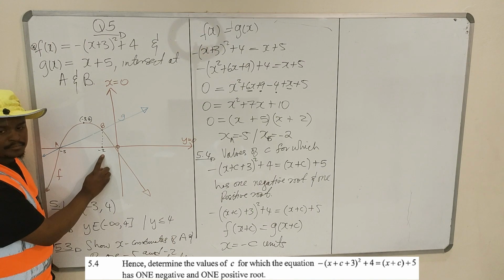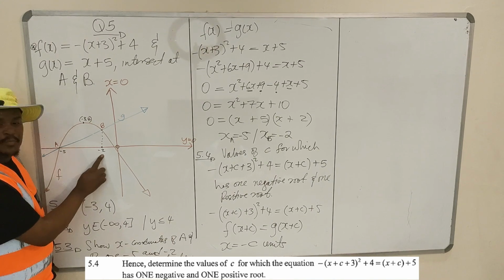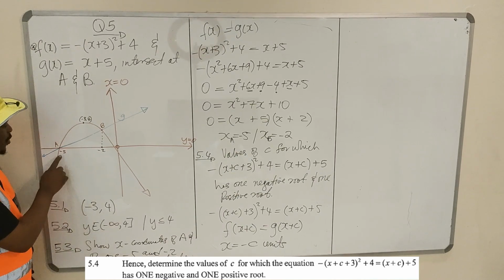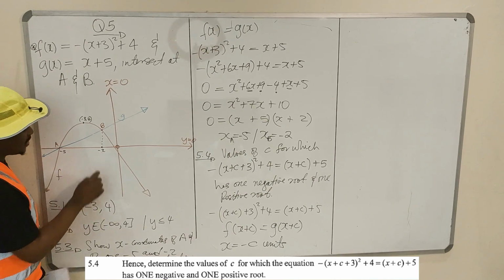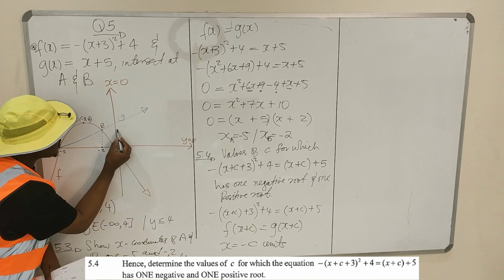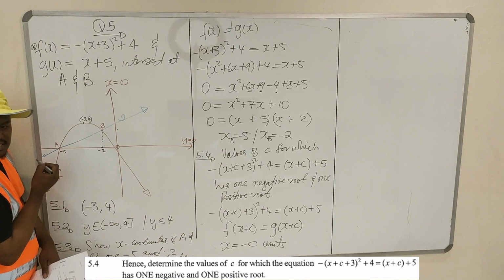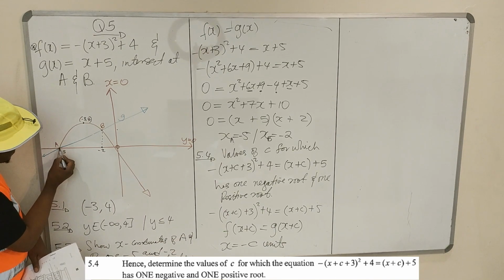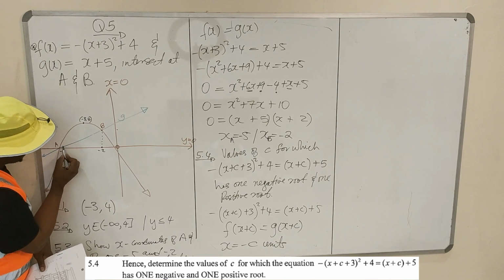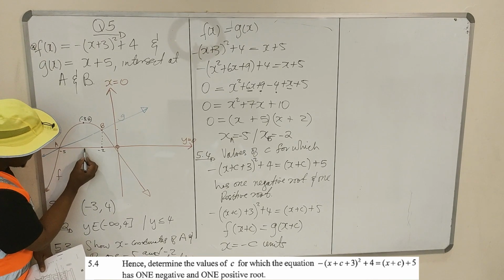You must shift it more than 2 units. It must be shifted more than 2 units, right? Yes. But less than 5, because if I shift it more than 2 units, this point here will be on the positive side of the x-axis, right? Yes. And then this point here, do you understand? This point here will be somewhere.